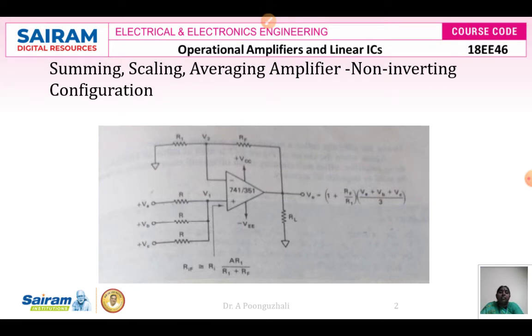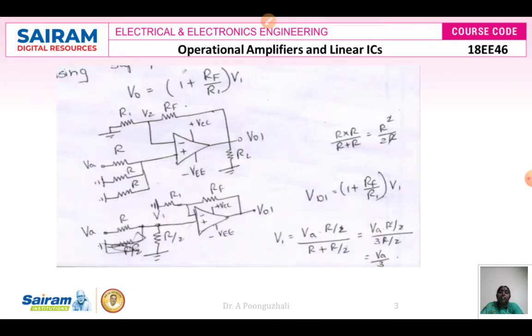In this case we are going to consider only one input, VA. You can see here VA is considered and given to R, and VB and VC are made 0. The superposition theorem means I consider only one source, ground the remaining sources, and see what the output voltage is. Since this is a non-inverting amplifier, my output voltage V0 is equivalent to 1 plus RF by R1 into V1. Here the voltage is going to be VA.